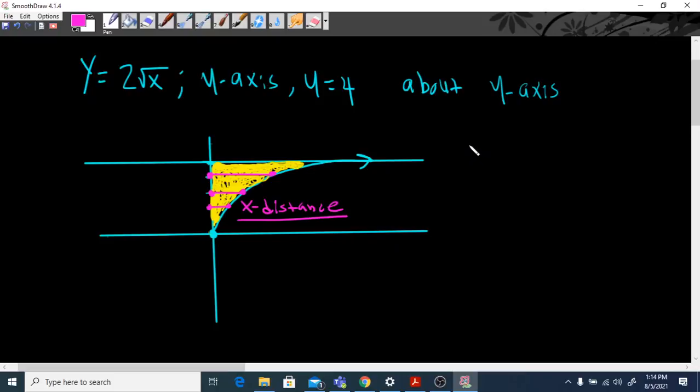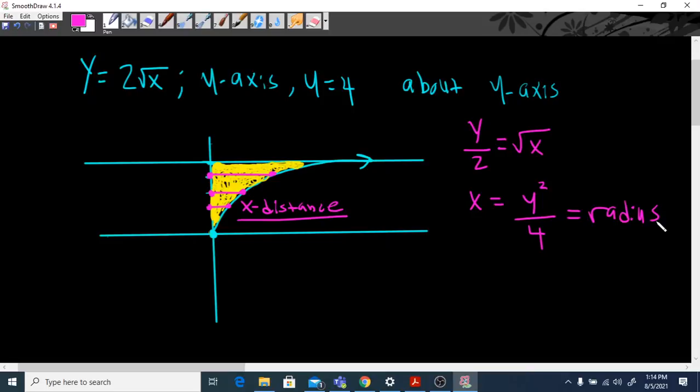So I'm gonna actually solve for x here. I'm gonna divide by 2. Y divided by 2 equals the square root of x. And then if I square both sides, I get that x equals y squared over 4. Okay, so awesome. And again, this is basically my radius.